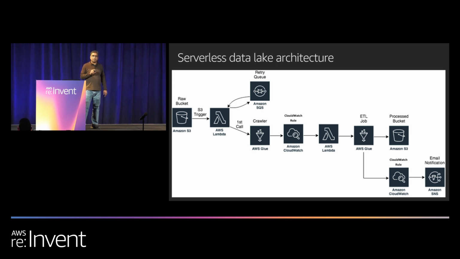So the Glue ETL job, once it gets completed, writes the records to the processed bucket. And we have another event rule that generates an event also. So this event rule gets fired, and it sends an email via the SNS service to you that your data is ready for consumption. So the entire pipeline is automated.